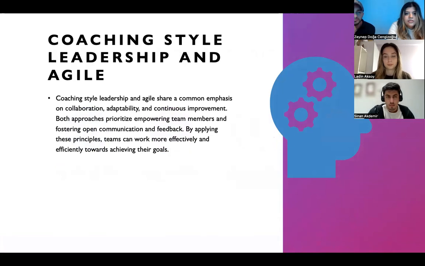Coaching style leadership and agile. Coaching style leadership and agile share a common emphasis on collaboration, adaptability, and continuous improvement. Both approaches prioritize empowering team members and fostering open communication and feedback. By applying these principles, teams can work more effectively and efficiently towards achieving their goals.